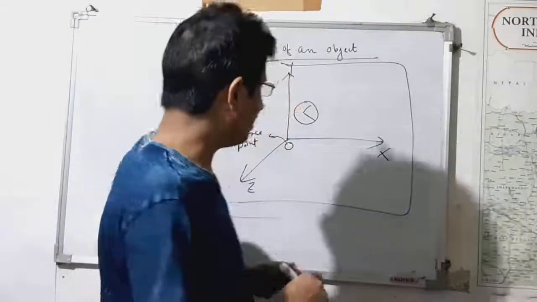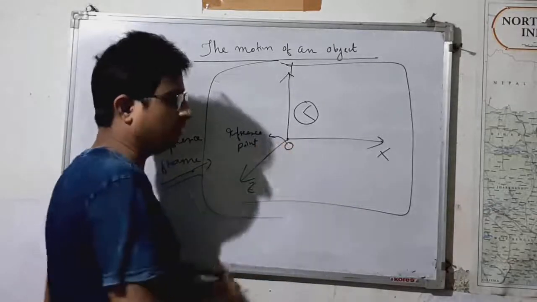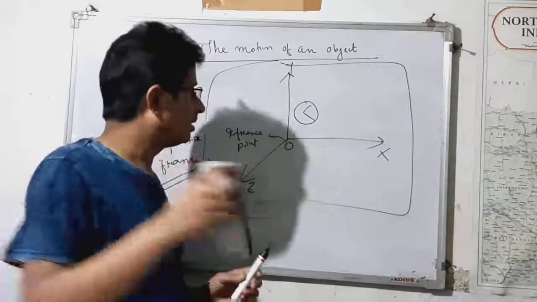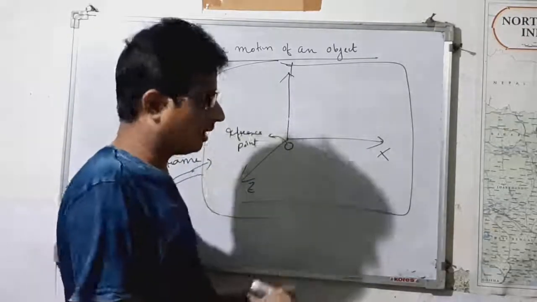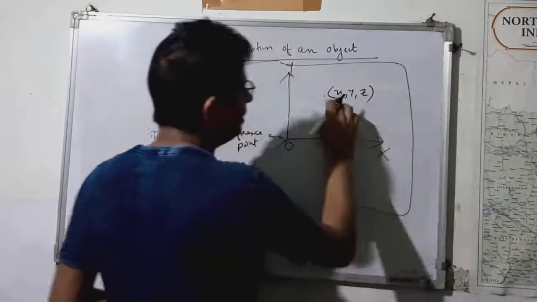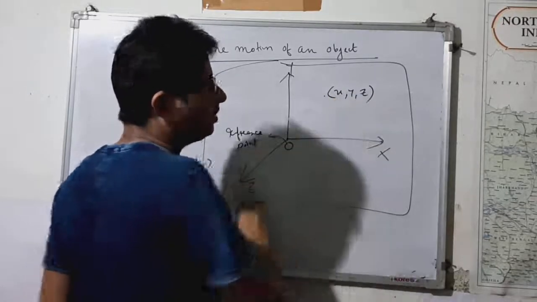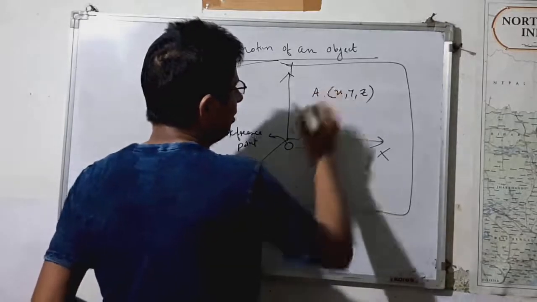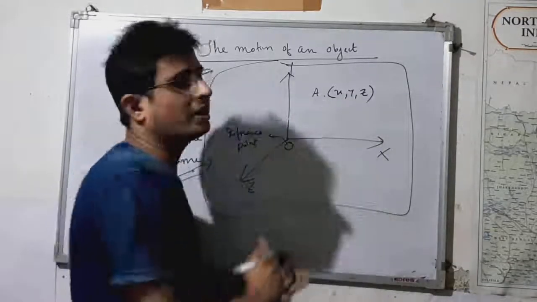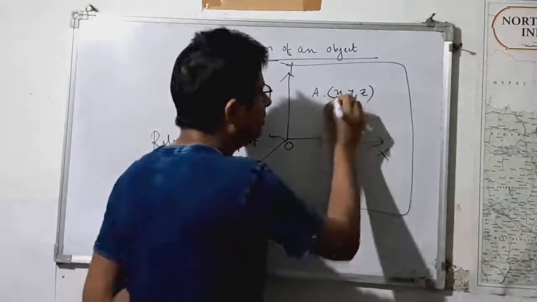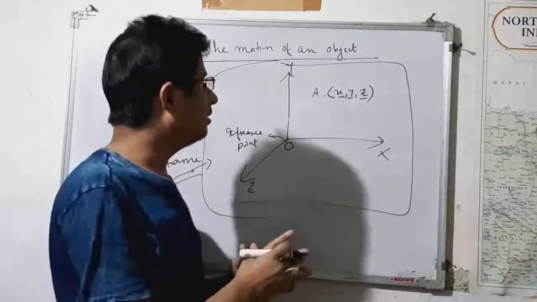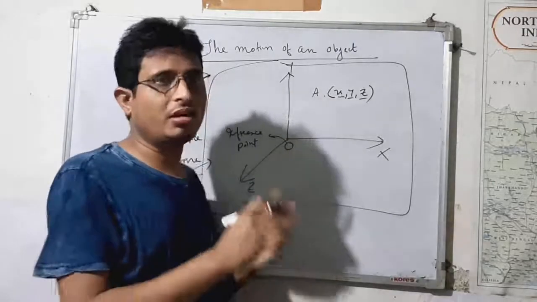An observer is always present at the reference point, and he specifies the position of an object. Suppose an object is here, so it has three distinct coordinates x, y, z. This x, y, z is the position of the object. Suppose the coordinate of A is x, y, z. Then we say the position of the object is x, y, z. Now any change of these coordinates, either x or y or z, or any two of them or all three with respect to time, then we say that A, that means the object, is in motion.